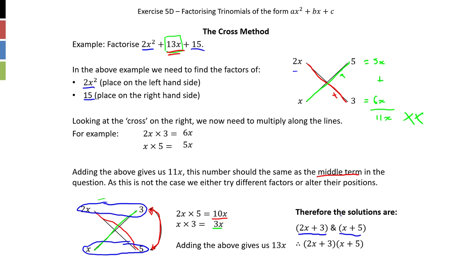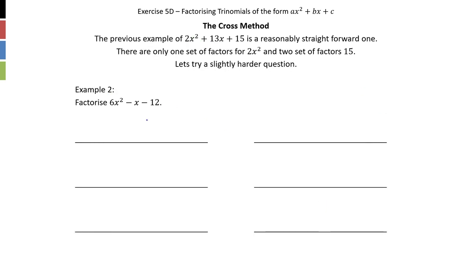So let's have a go at doing some of these. Factorize 6x squared minus x minus 12. This one's a little harder, as it says up here. There's only one set of factors for 2x squared we had on that, and there were two sets of factors for 15. This one, we've got 6, so let's have a quick little sketch to show you how many combinations you can get pretty quickly.